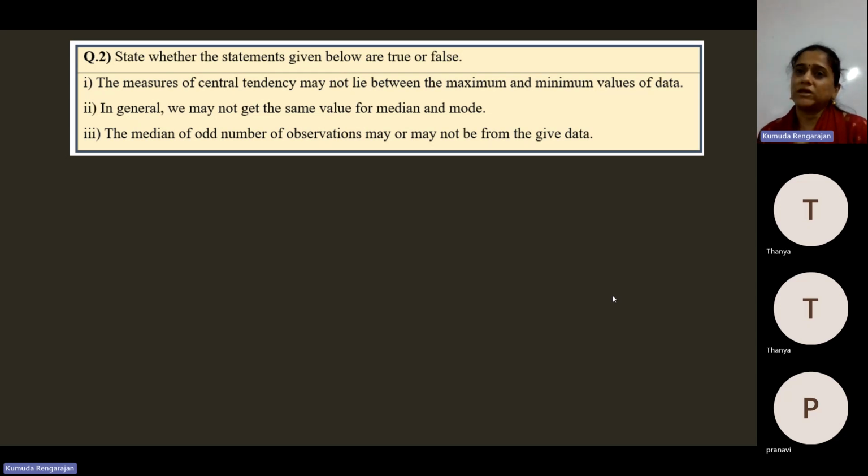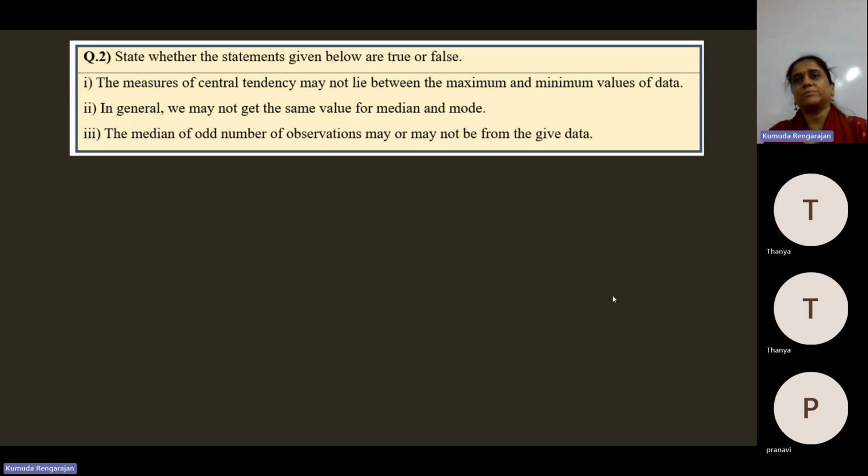See, what is the maximum value? The highest value of the data. Minimum value, the smallest value of the data. So when you add all the observations and divide by the number of observations, you will observe that the mean will always be within that range. Within the range meaning it will be within the maximum value and minimum value.